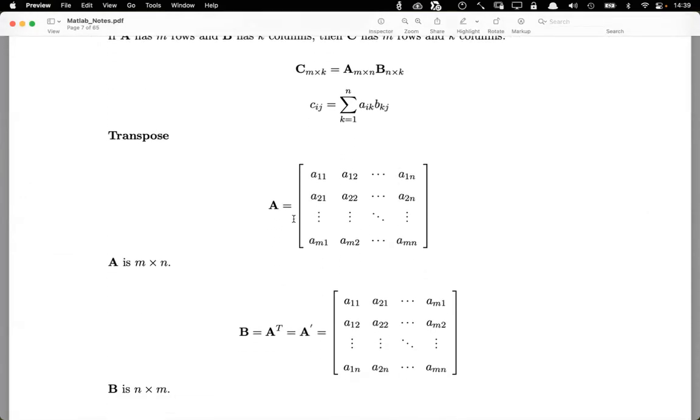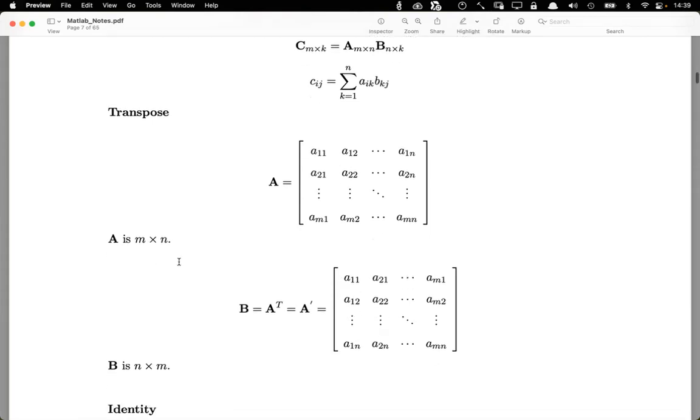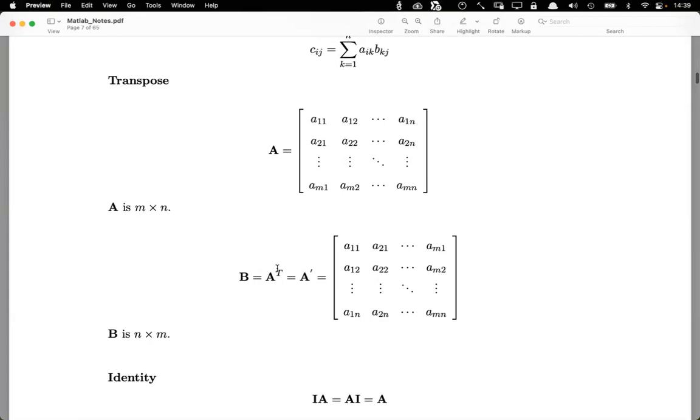Transpose, so like rotating a matrix by 90 degrees. This is the original A, so it's M by N. Then B equals A superscript T, or A prime, so now it's N by M. So a row in the original matrix A is now a column in matrix B. Row 2 becomes column 2, row M becomes column M. So you can see it's like a rotation by 90 degrees. So B is N by M.